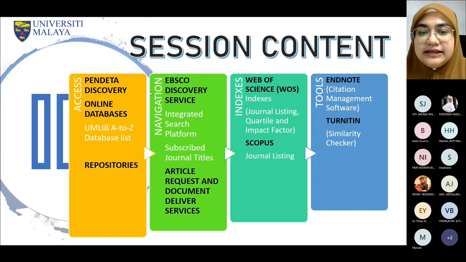So we'll look at what the integrated search platform can give us, as well as how you check our subscribed journal titles in real time. If you want to check, does the library subscribe to this journal, from when to when, which issue to which issue, or to which volume, I'll show you where you can get the information in real time.